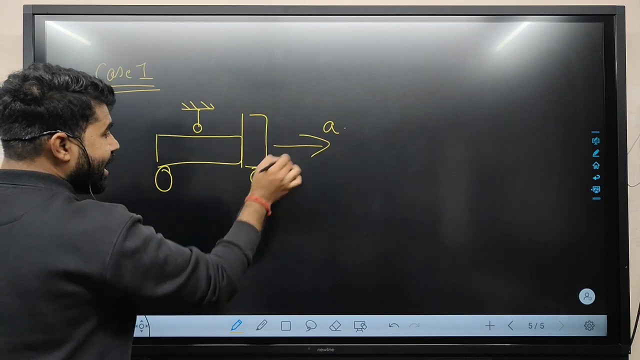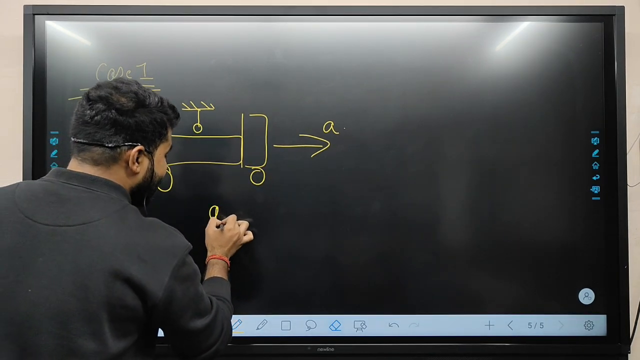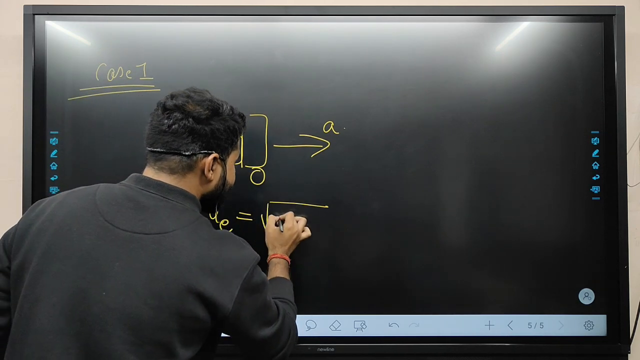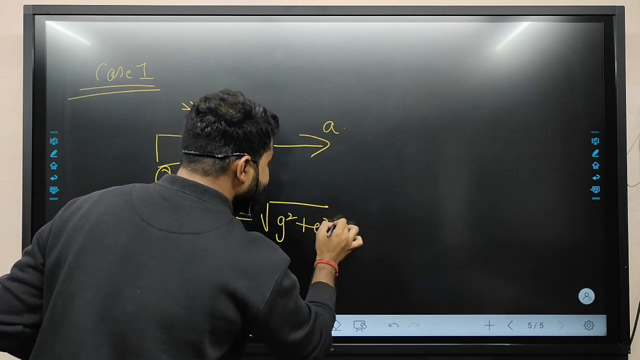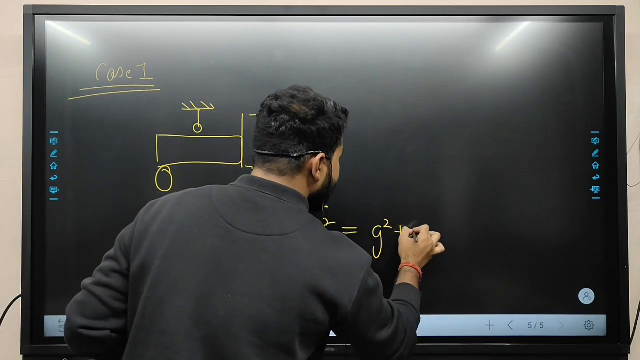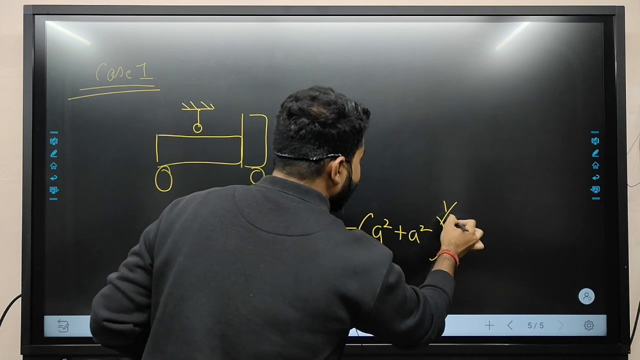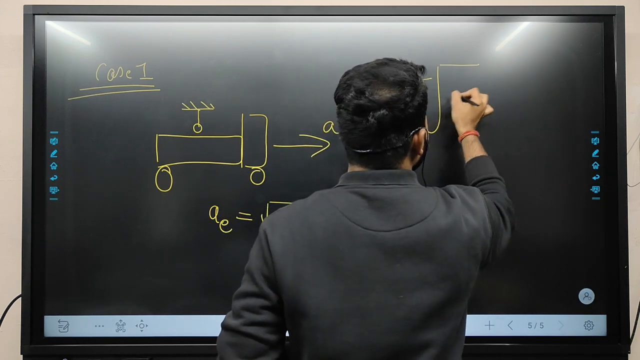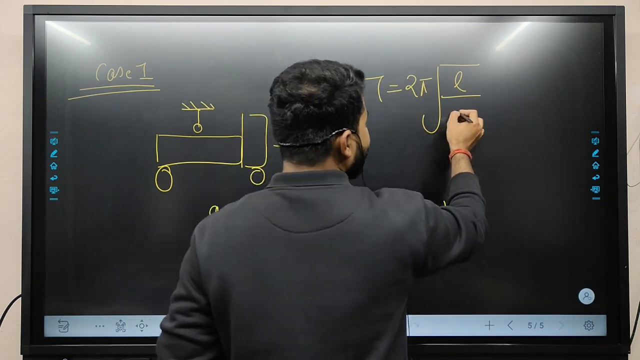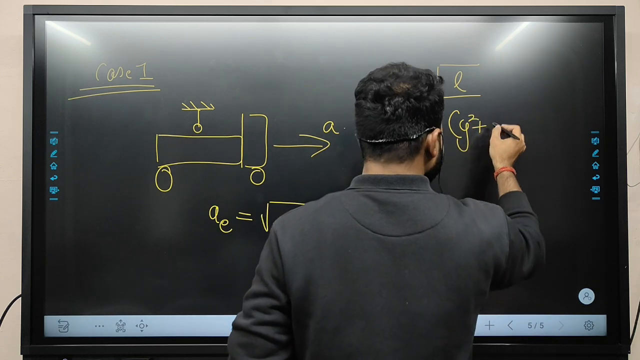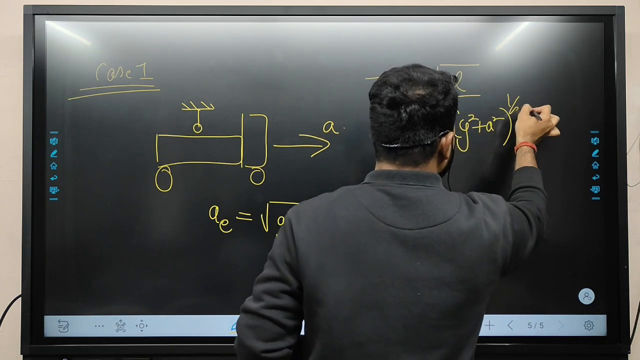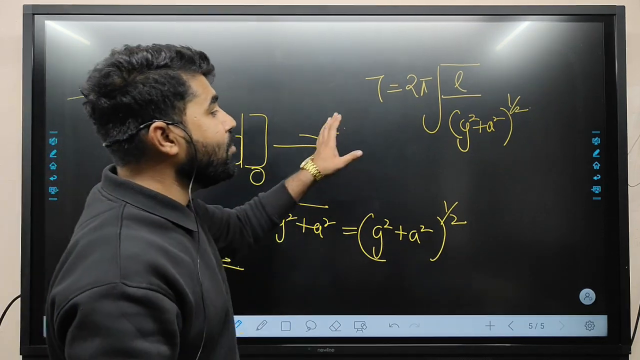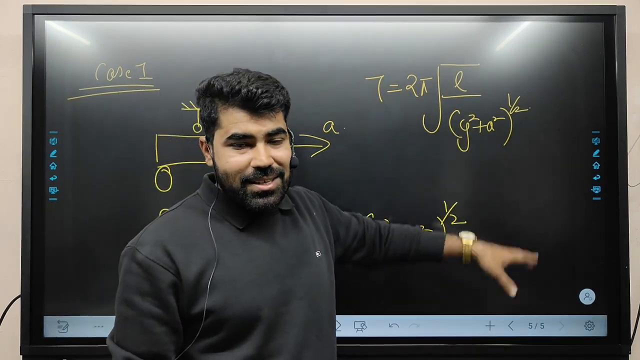In this case, first of all we will calculate the A effective. Our A effective will be under root G square plus A square, or we can say under root G square plus A square whole power 1 by 2. So our time period will be T is equal to 2 pi under root L upon, in place of G, we put G square plus A square whole power 1 by 2. We can say this is the G effective also. So our time period of the pendulum will be like this in this case.